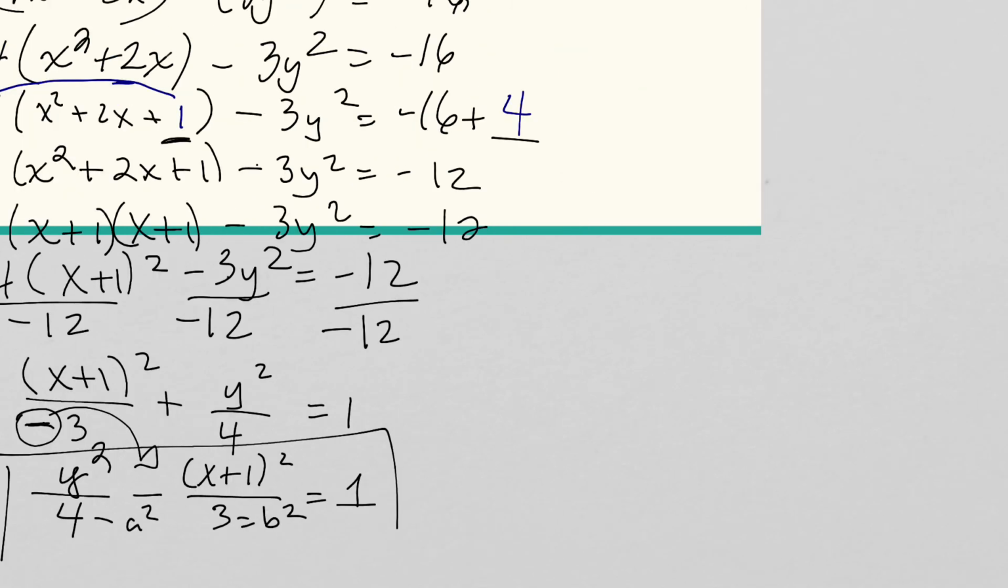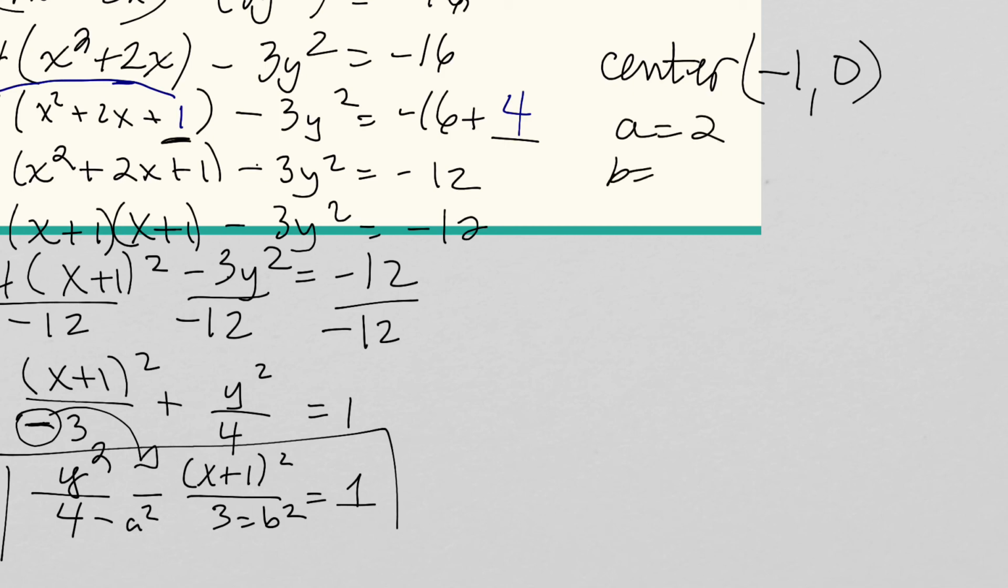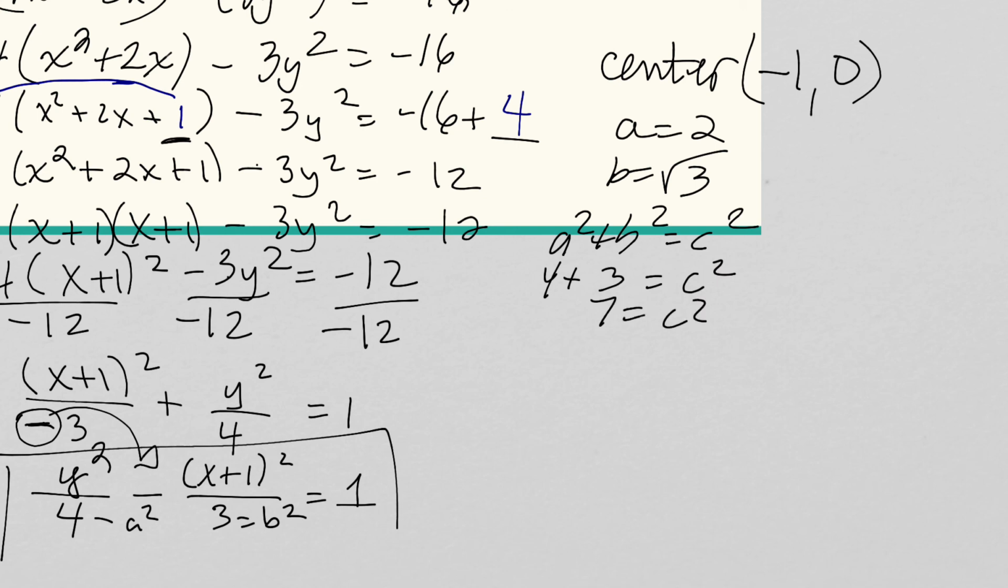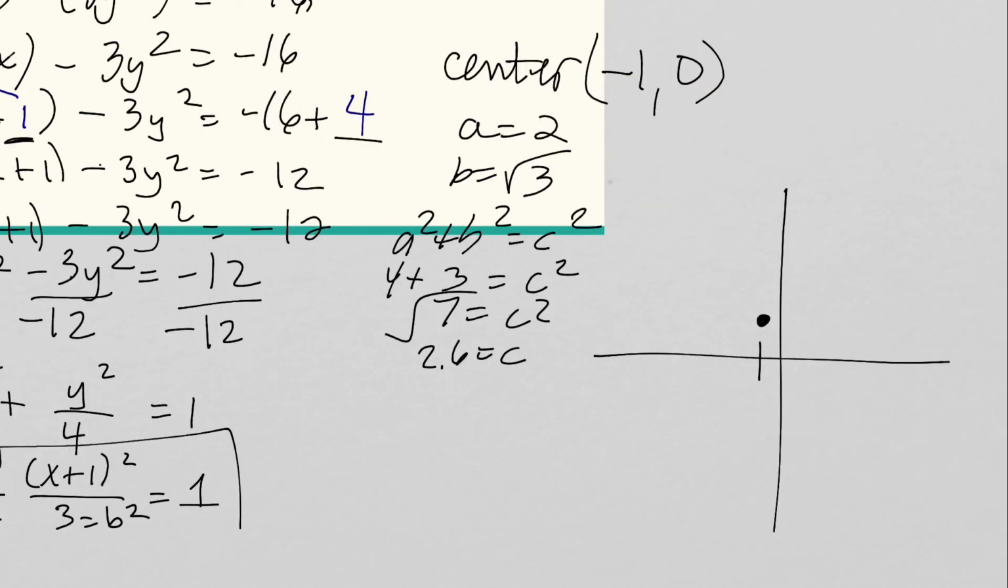Okay, the last thing they want us to do is to sketch this thing. So let's say our center here, our h is negative 1 for the x, and the y is 0. My a is 2, right? My b is root 3, which I don't even need. But let's figure out the c value. So a squared plus b squared equals c squared. So I got 4 plus 3 to equal c squared. So 7 is c squared. Okay, so I get c to be root 7, which is about 2.6.